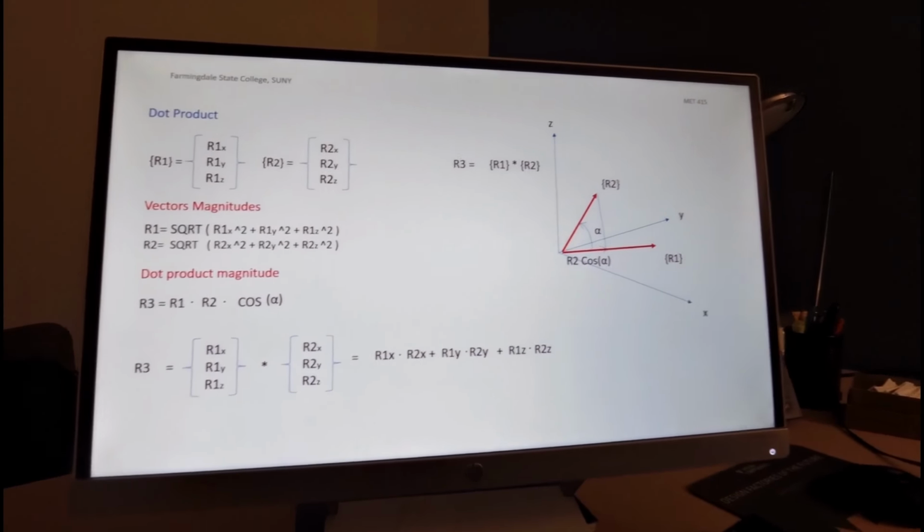These are pretty much the two basic operations which I wanted to discuss with you. And in our next episode we will see how easy it is to use them using MathCAD.